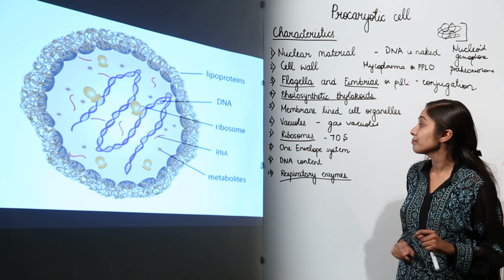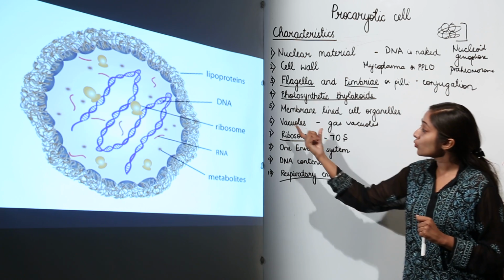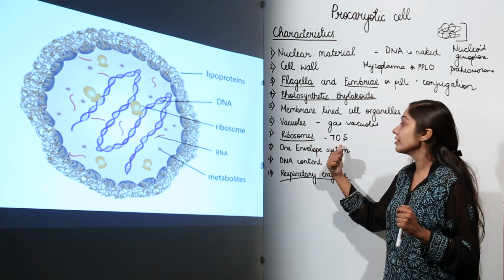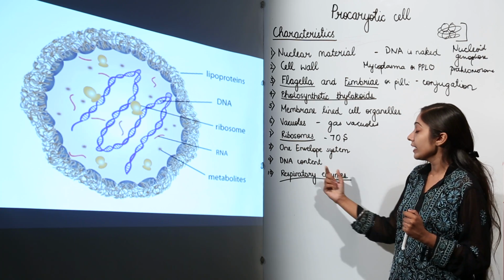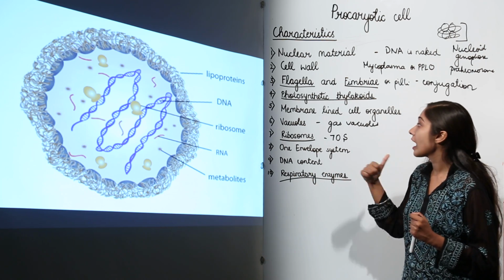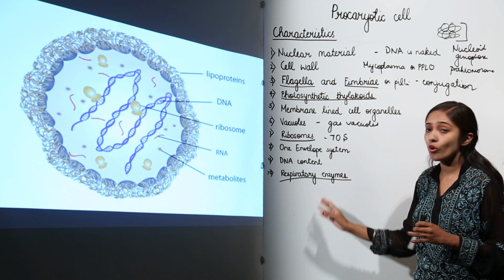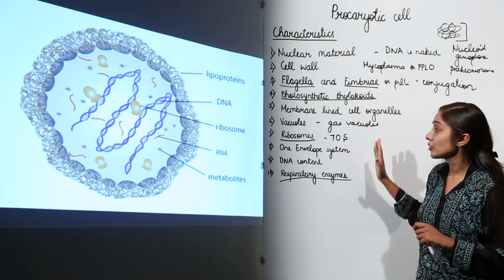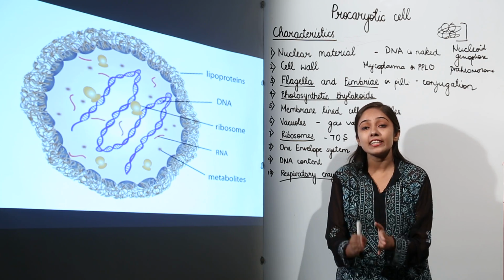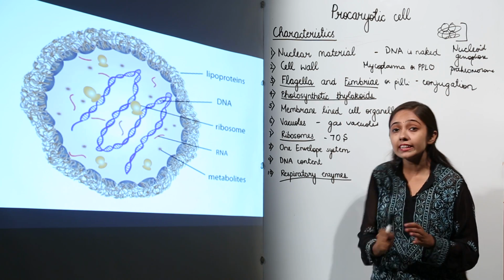Since they are absent, there is one envelope system in a prokaryotic cell. True vacuoles are not there, instead there are gas vacuoles, and ribosomes are of 70S type, right. Then DNA content as a whole is quite low, and respiratory enzymes are associated with the cell membrane. So just remember the general characteristics of a prokaryotic cell, these 10 general characters that we have discussed. Now we are going to discuss the complete structure of a bacterial cell in detail, in which you will have a clear understanding of all these characteristics.